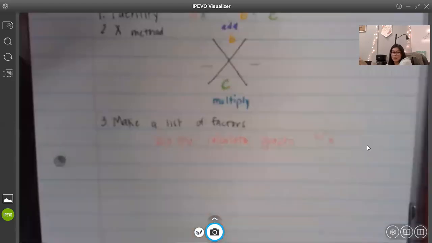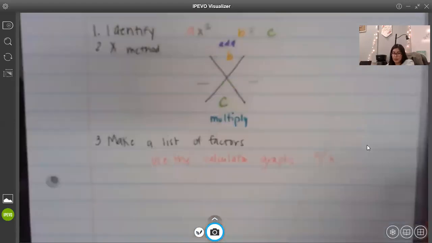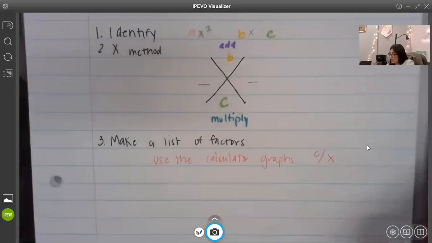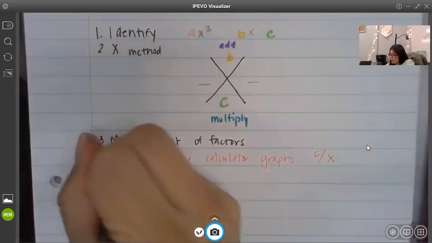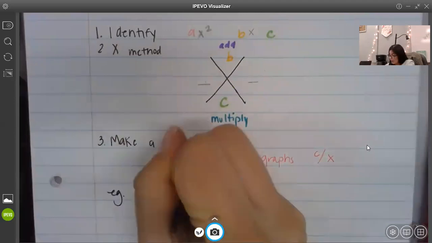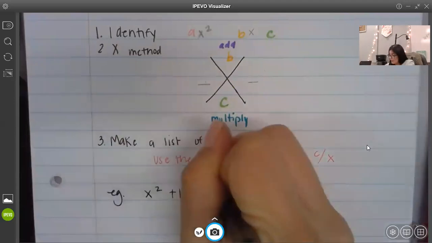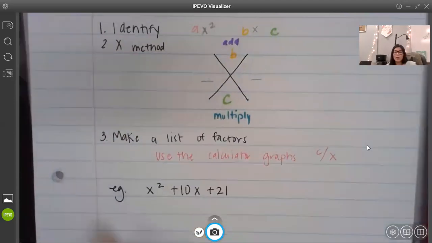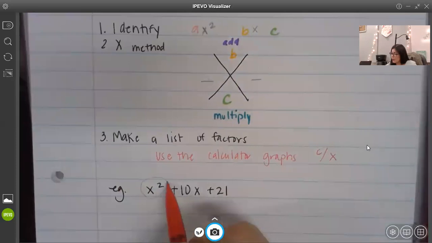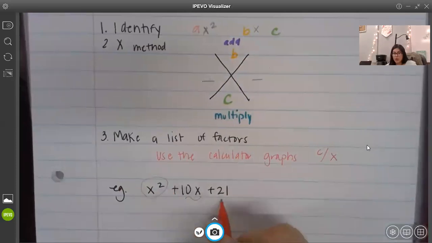So let's do an example so everyone can be crystal clear. Let's say that this is what they gave you: x squared plus 10x plus 21. Circle, squiggly, underline. This has a squared, this one has the x, and this one has no x.